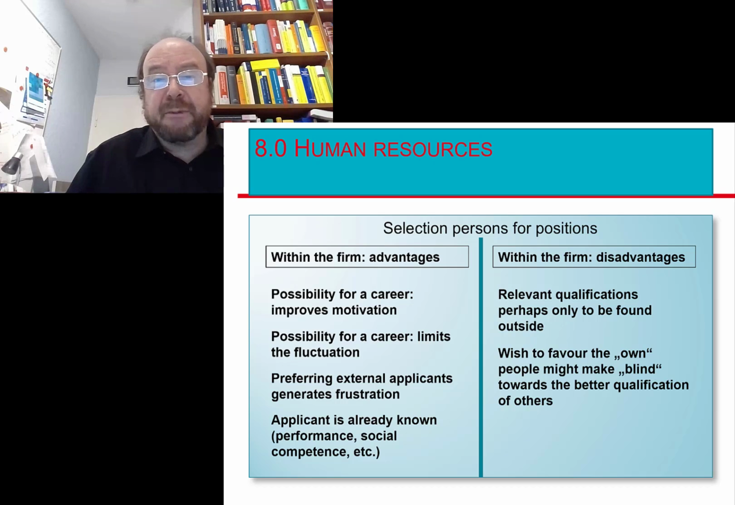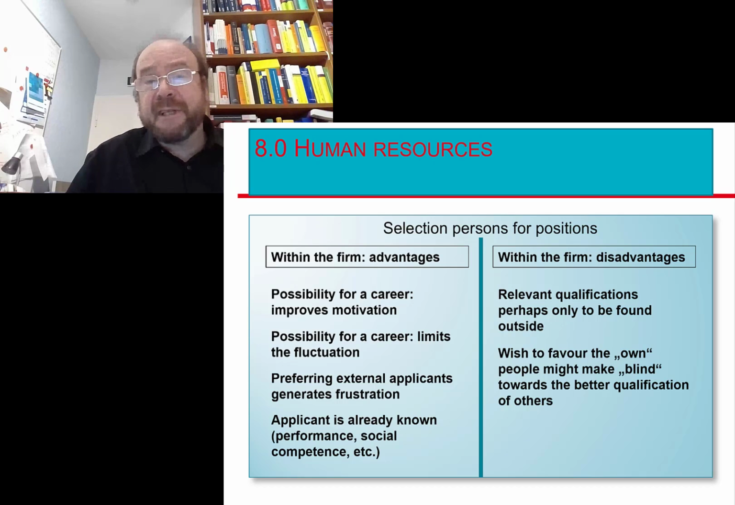It might be that if people work hard in your firm and for your firm, they get frustrated if the better jobs go to people from outside who have never yet done anything positive for the firm. And another advantage from the perspective of the employer is that the person to whom you give a certain position is a person who you already know. So you know about that person's social attitude, his or her willingness to work hard, and the personal and intellectual abilities. So you can avoid mistakes.